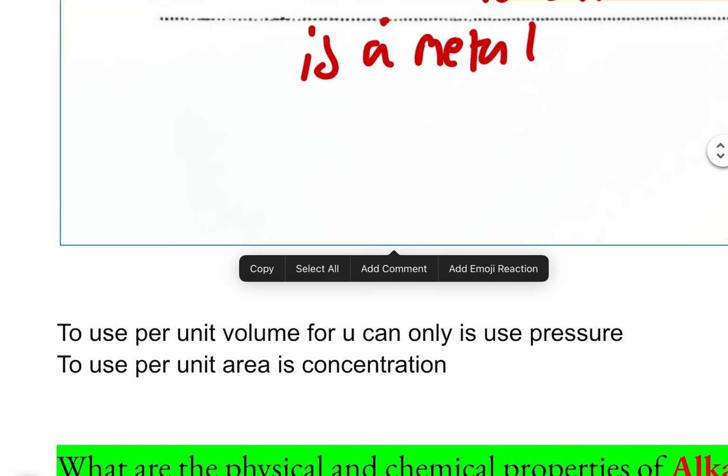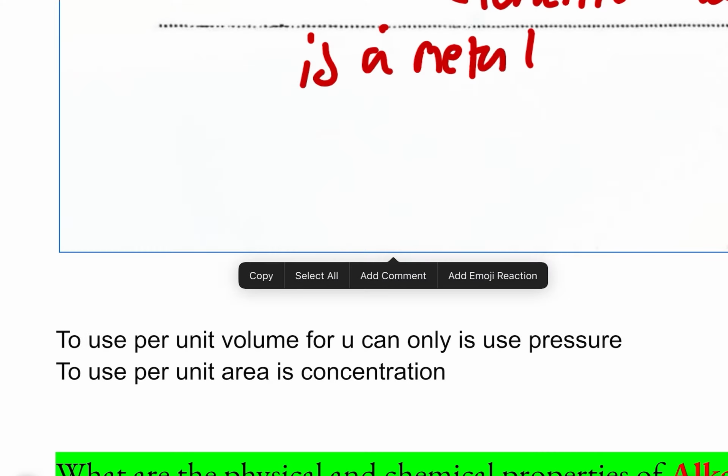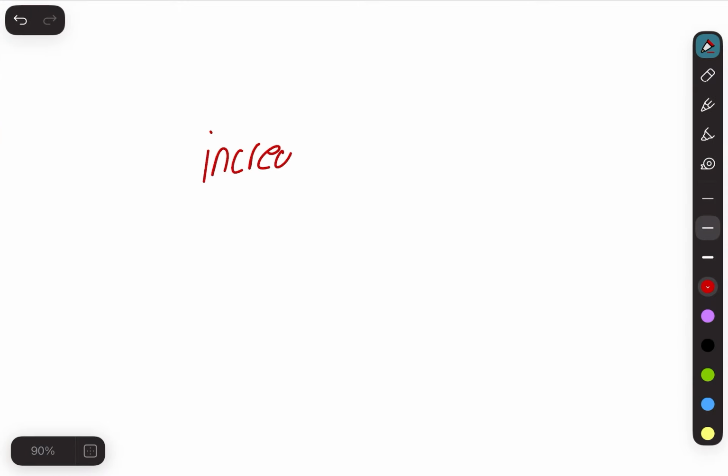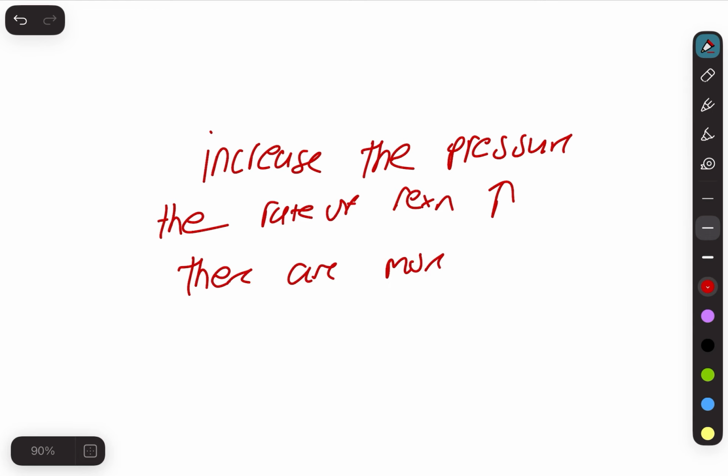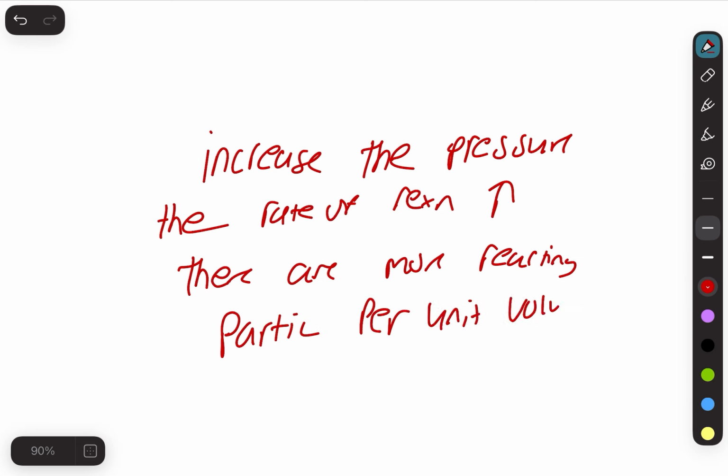They ask what happens when you increase the pressure, and what happens when you increase the concentration, right? When you increase the pressure, the rate of reaction increases. Why? There are more reacting particles per unit volume. This is very important.